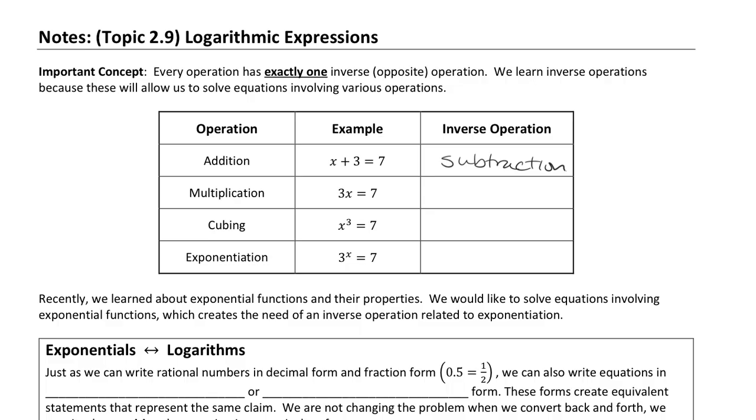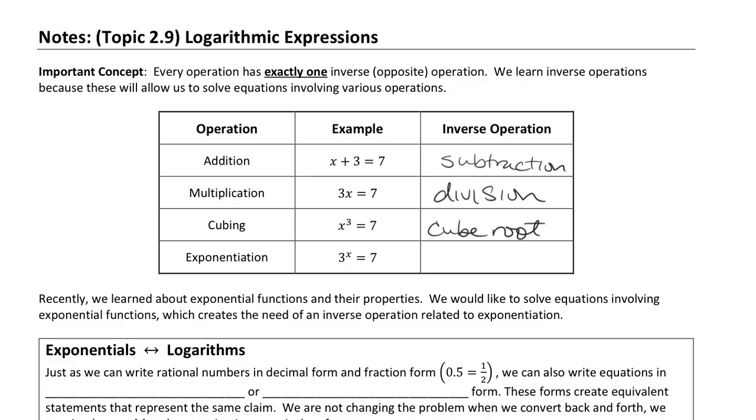What if we had multiplication? What's the inverse of multiplication? Division. So if we were trying to solve for x in that little example, we would divide both sides by 3. You guys discovered this last class with our question stack. What's the inverse of cubing? Cube root. Yeah, it's the square root symbol with an index of 3, which is called a cube root. And so we'd cube root both sides to solve for x.